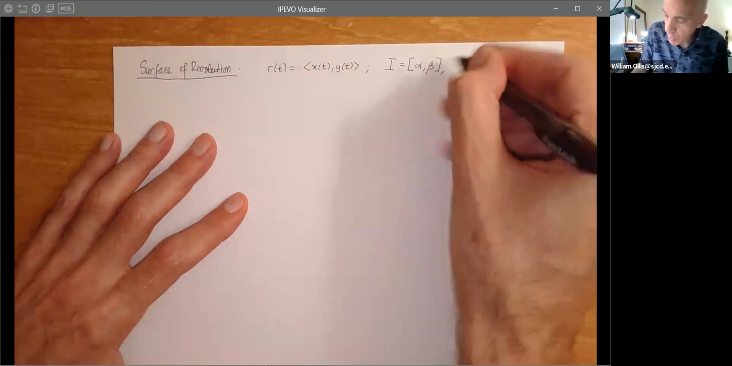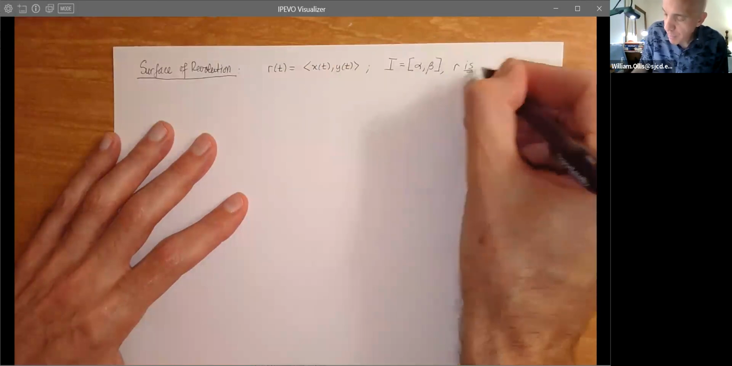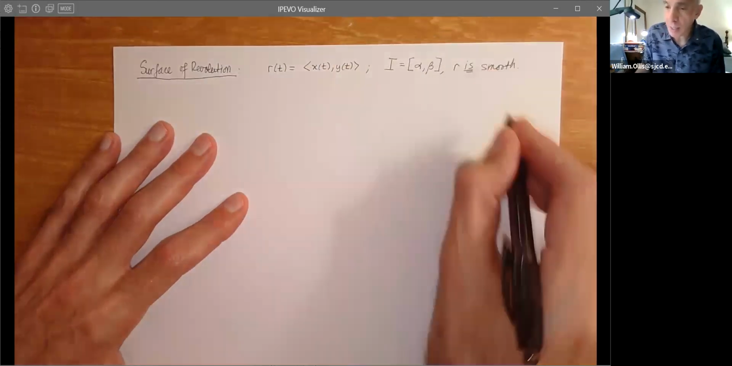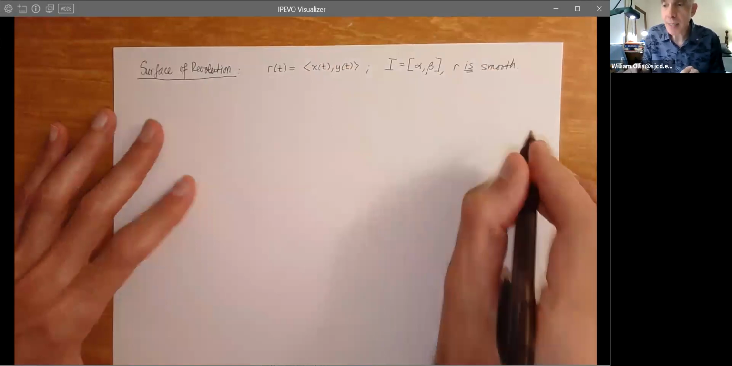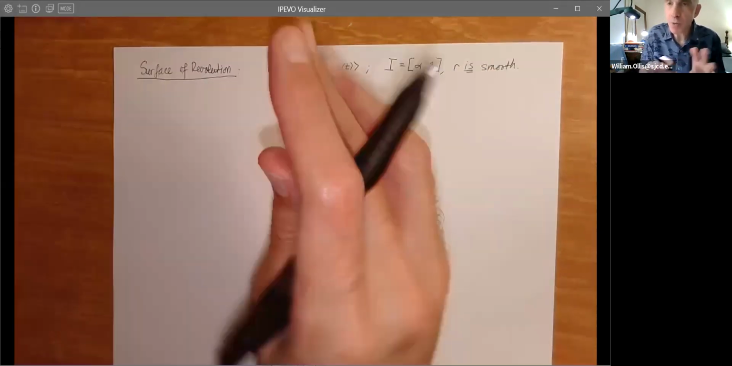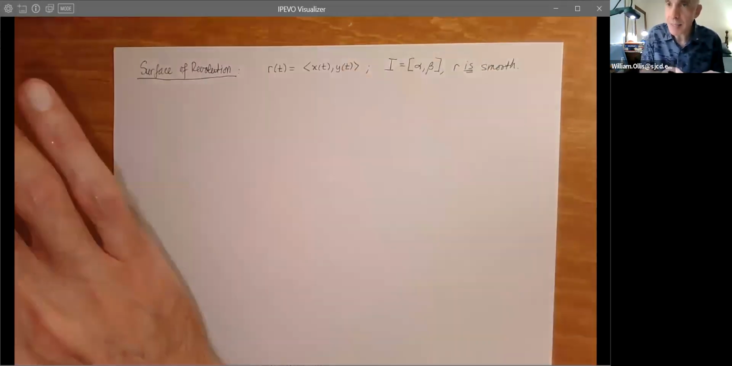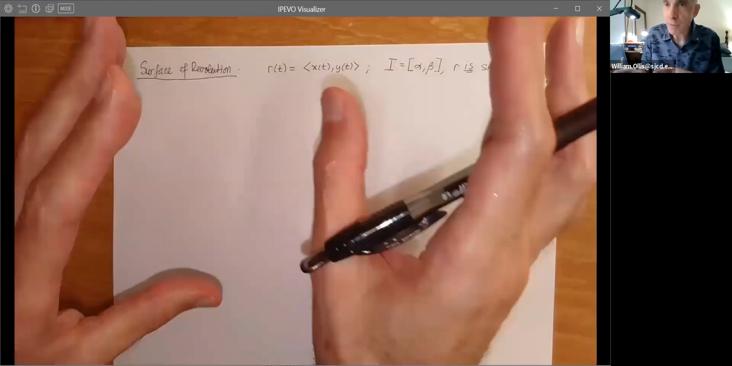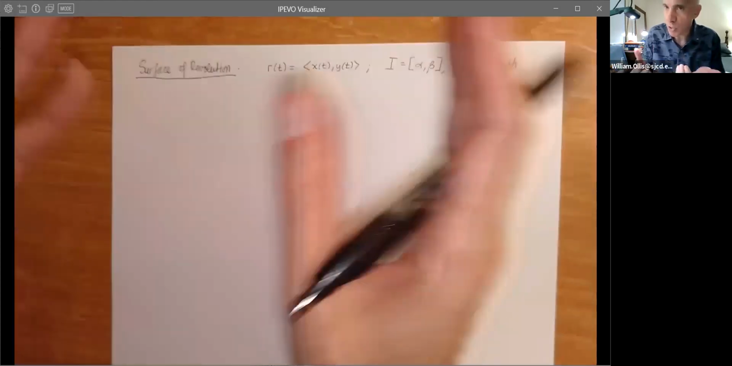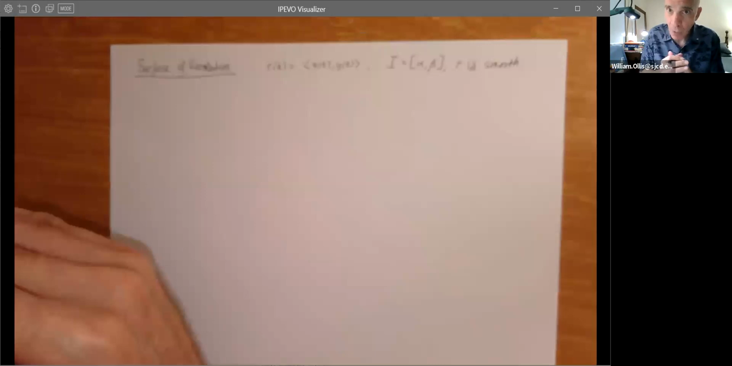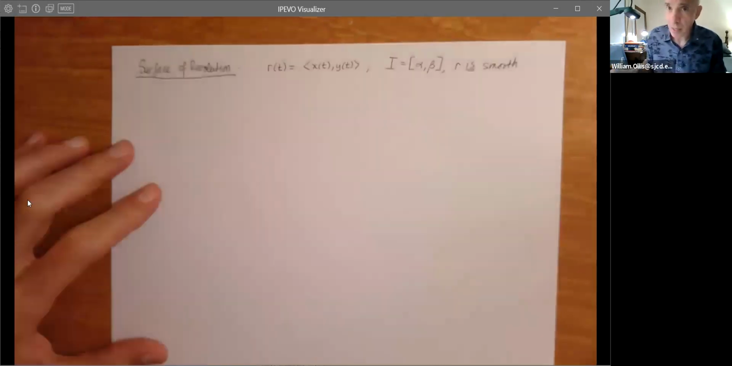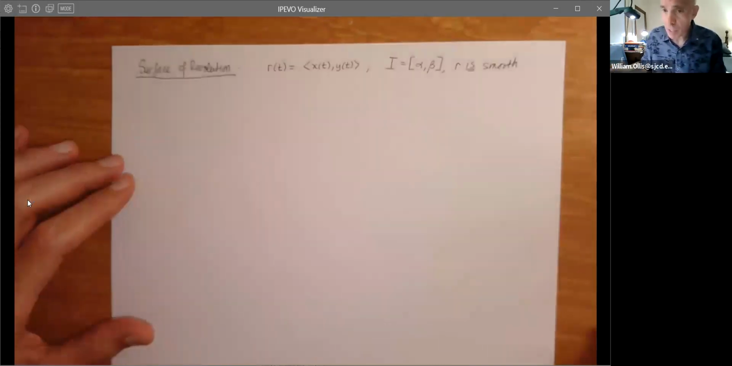R is smooth. So we want the same hypothesis we had for the arc length. So the idea is all we have to do is tack on the distance to either axis and then our arc length formula. So there's no additional work to be done here. We did all the hard work with the arc length.